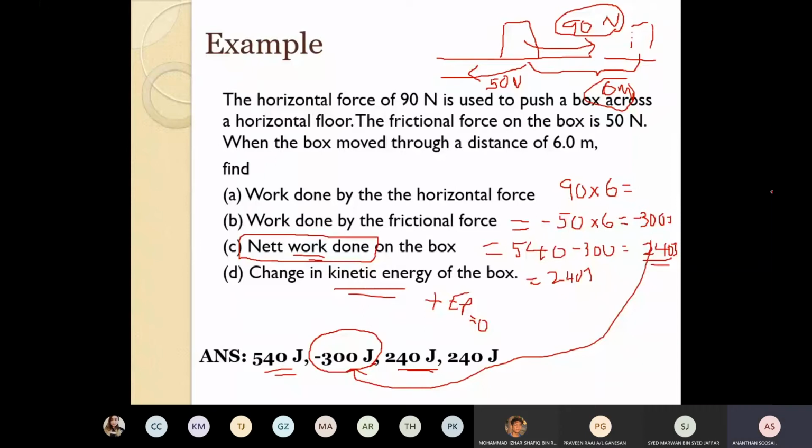Okay, any questions, you just turn on the mic and you can ask me immediately. Any questions from this slide? No problem. Okay, we move on.